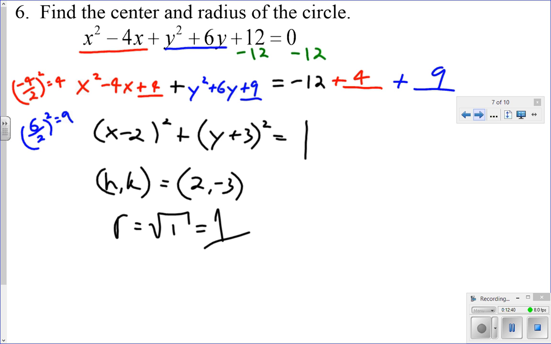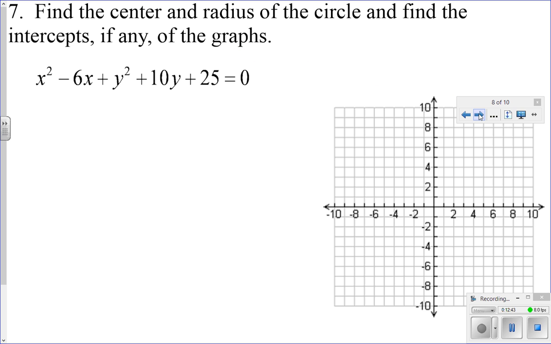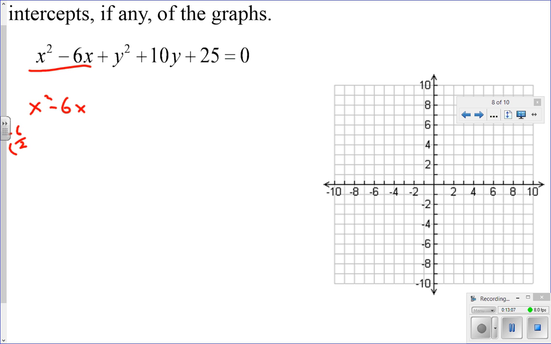All right. So our other example here, our last example, is find the center and radius of the circle and find the intercepts of any of the graphs from this general form. So first I'm going to have to put it into standard form. So I'm going to concentrate on this, and it's going to be x squared minus 6x, negative 6 divided by 2, and squared is going to be 9, so I'm going to add 9 here, and make sure I add 9 on this side.